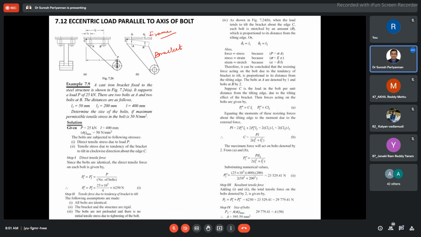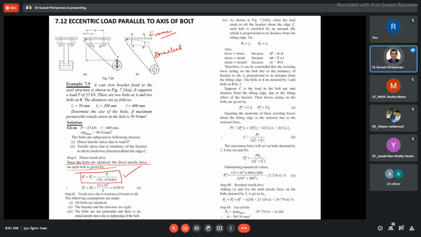This is the eccentric load parallel to the axis of the bolt. Now all the forces are parallel to the axis of the bolt. In this case, all the bolts are subjected to tensile load only. Since the bolts are identical, the tensile force acting in the bolts is a direct tensile load, P.